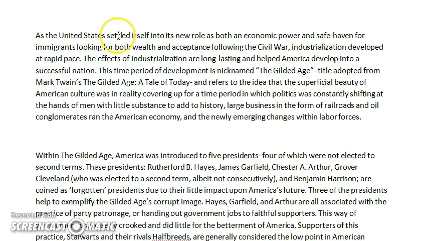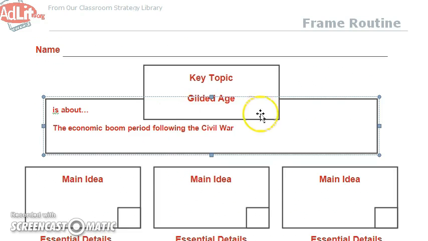As the United States settled itself into its new role as both an economic power and a safe haven for immigrants looking for both wealth and acceptance following the Civil War, industrialization developed at a rapid pace. The effects of industrialization are long lasting and helped America develop into a successful nation. This time period of development is nicknamed the Gilded Age, a title adopted from Mark Twain's The Gilded Age, A Tale of Today, and refers to the idea that the superficial beauty of American culture was in reality covering up for a time period in which politics was constantly shifting at the hands of men with little substance to add to history. Large business in the form of railroads and oil conglomerates ran the American economy, and newly emerging changes within labor forces.